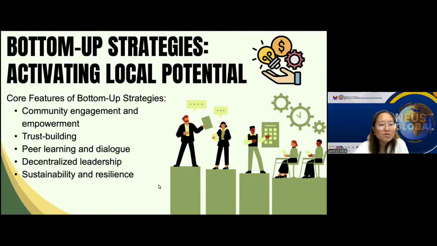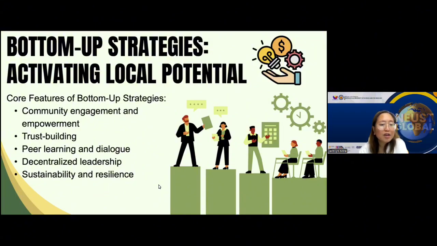The core features of bottom-up strategies include community engagement and empowerment. Local people are not just consulted, they actively design and implement solutions, making them the central actors in the change process. Another is trust building. By respecting the community space, norms, and existing structures, the bottom-up methods cultivate long-term trust.